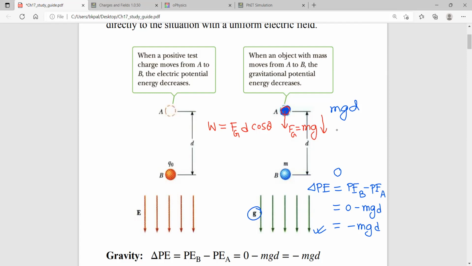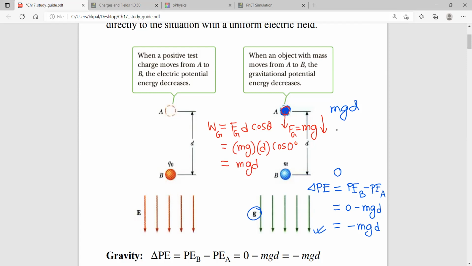The direction of the gravitational force is downward, and when you drop it, the displacement direction is also downward. So if you substitute Fg equal to mg, and d is d, cosine theta will be cosine of 0 degrees, because both force and displacement are in the same direction. Because cosine 0 degrees is 1, W, the work done by the gravitational force, is mgd.